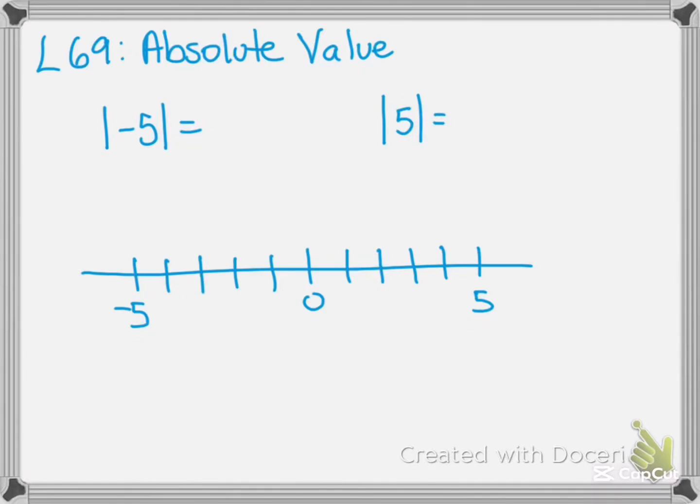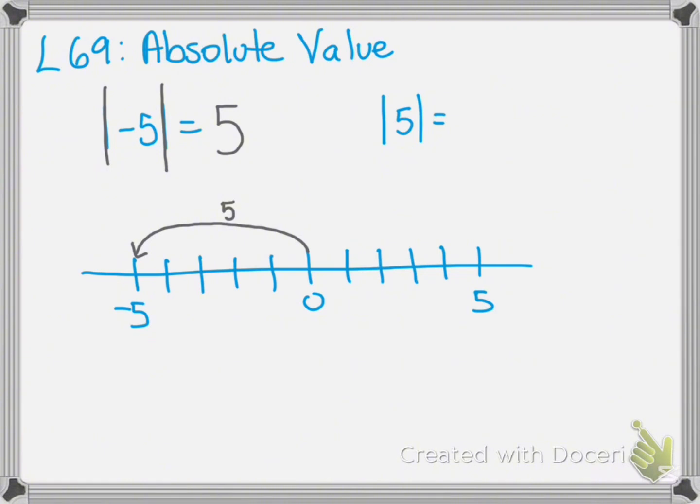Lesson 69 is about absolute value. Now, the absolute value is the distance between 0 and any number. So, these two lines here is what we call absolute value, and the absolute value of -5 is 5. Why? Because if I count the distance between 0 and -5, the distance is 5. Distance is always a positive number, so the absolute value is always going to be positive.